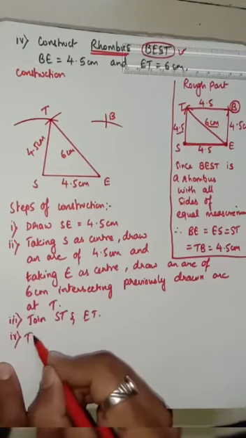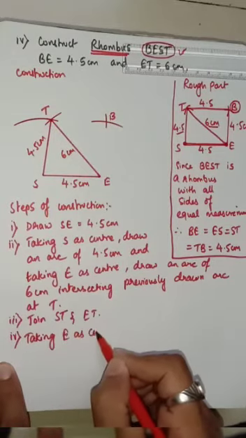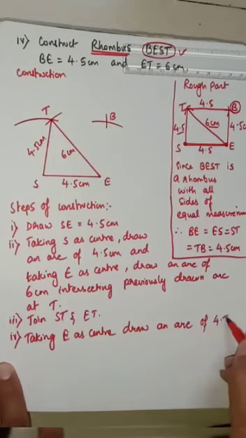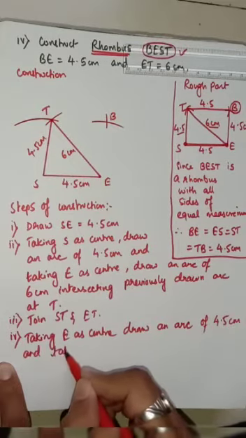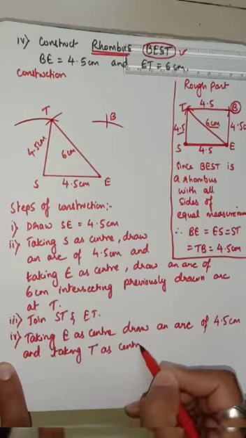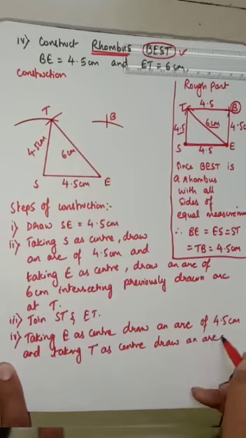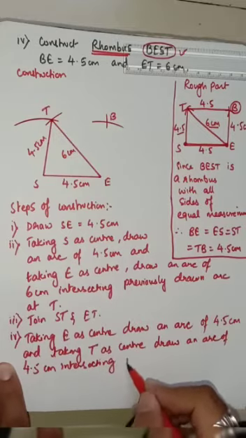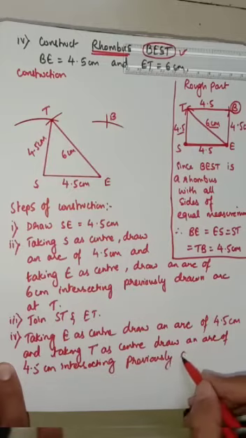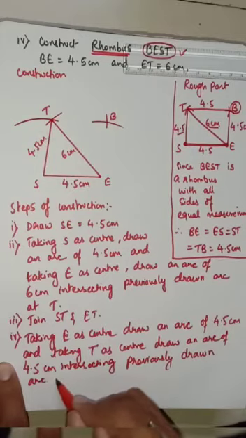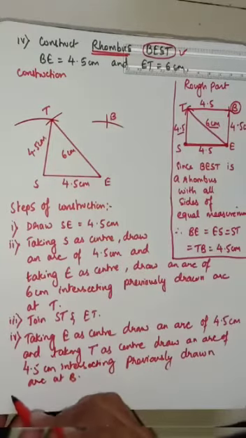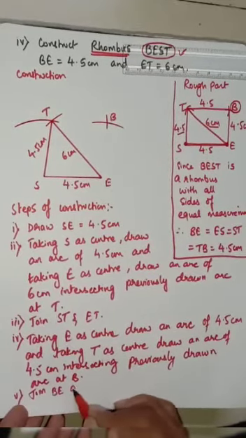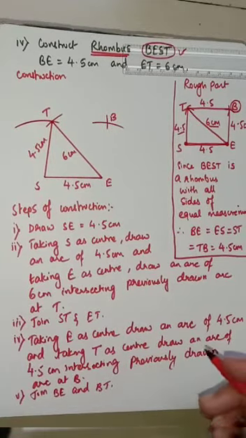So the fourth step: taking E as center, draw an arc of 4.5 centimeter, and taking T as center, draw an arc of 4.5 centimeter intersecting the previously drawn arc at B. This point is B. Then we have to join B to E and B to T. So join BE and BT.